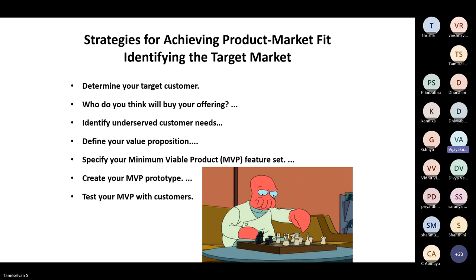So whenever you are preparing a product, just test the product in a small market area or with a target group. And afterwards, you facilitate the product and add features to meet the whole mass crowd. So this is what is called strategies for achieving product-market fit. It starts with a target group and ends with the mass crowd. And these are my suggestions. Any doubts about this topic?